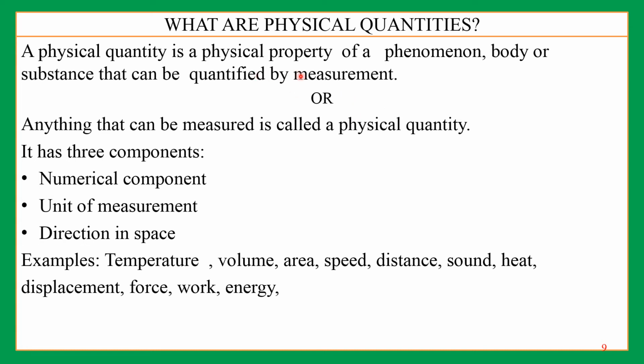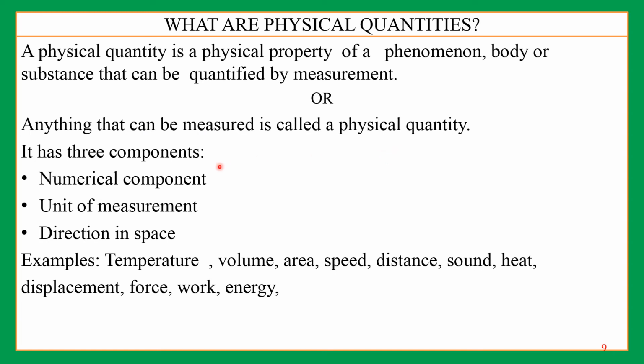These are physical quantities. And what is a physical quantity? A physical quantity is a physical property of a phenomenon, body or substance that can be quantified by measurement. The phenomenon is natural; when we talk about weight, it means Earth is pulling the object towards its center because of gravity. Gravity means its direction is toward the center. So the phenomenon is there. In simple language, anything that can be measured is called a physical quantity.